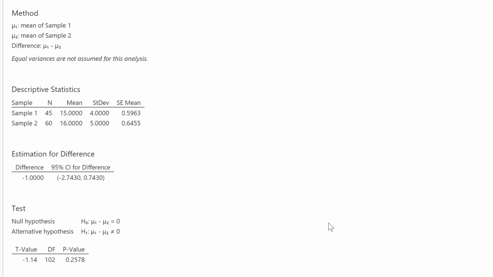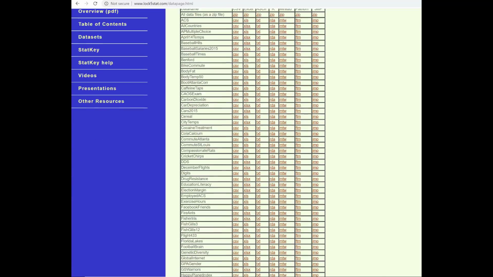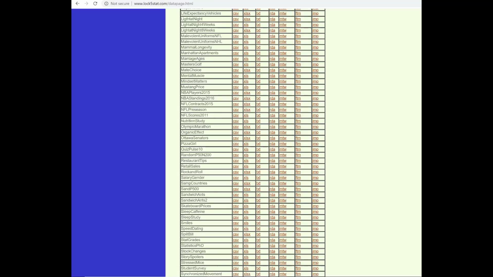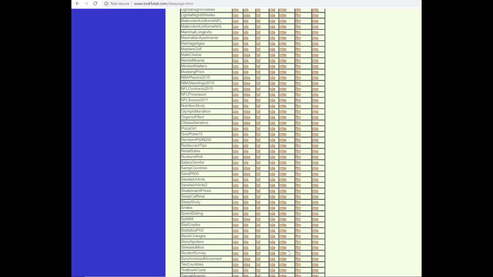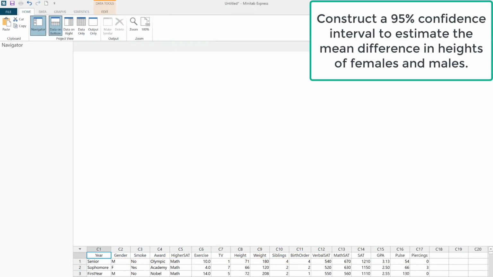Next, I'll do an example using raw data. The data set that I'm going to use comes from the Lock 5 textbook. You can find it on their website. It's called Student Survey, and you'll want the MTW file. I want to construct a 95% confidence interval to estimate the mean difference in heights of females and males.